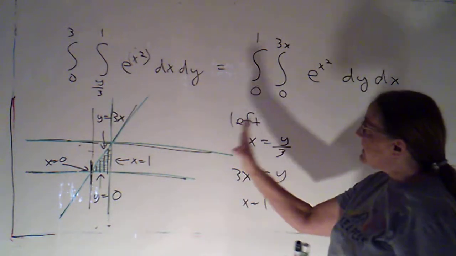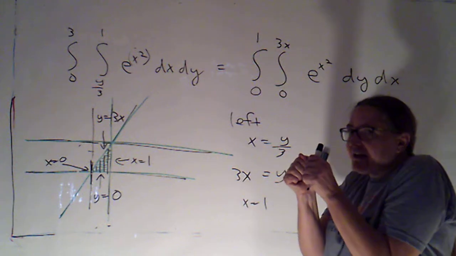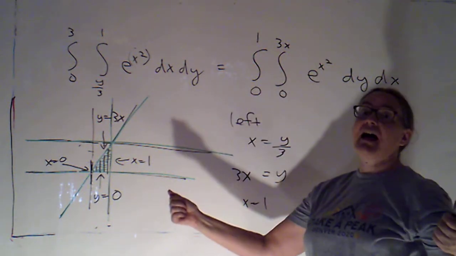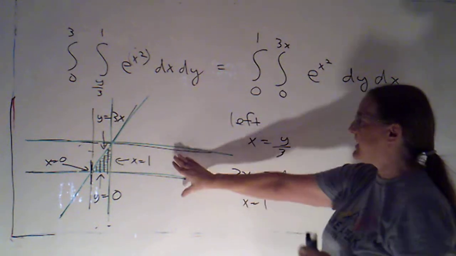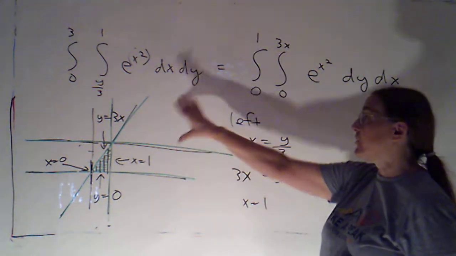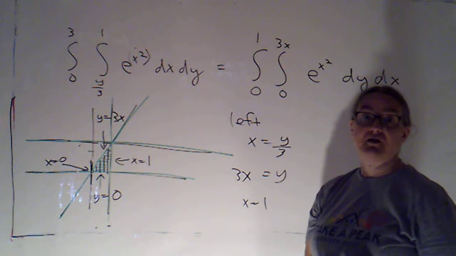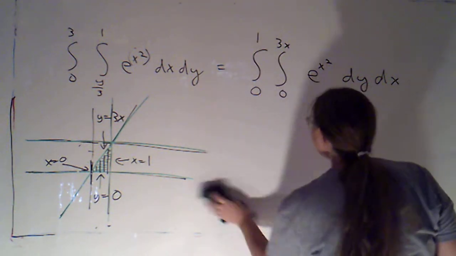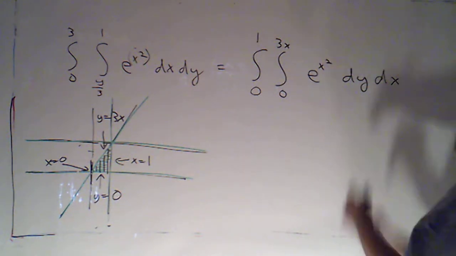So whatever's on the inside, you're looking just at the slice. It goes from what to what. What's on the outside, you're looking at the entire shape. And so you have to basically draw a picture in order to switch the limits of integration. All right, once we've done that, we can at least do the first integral.